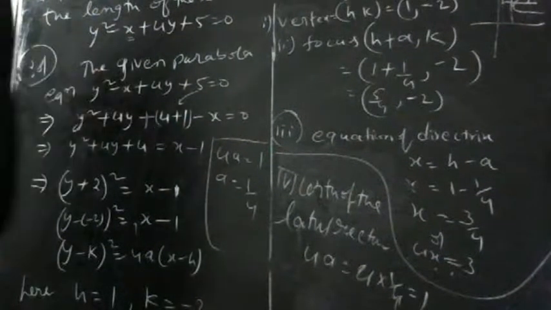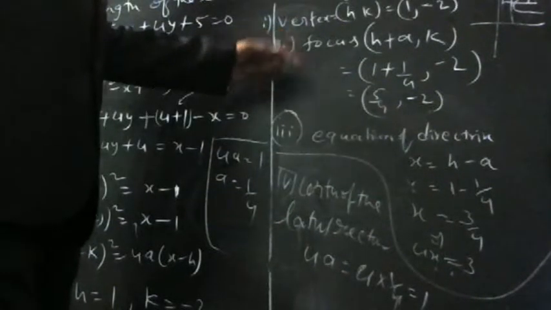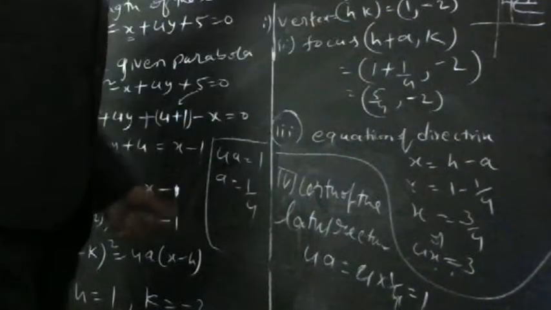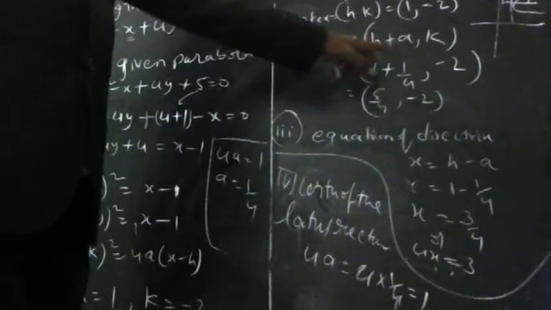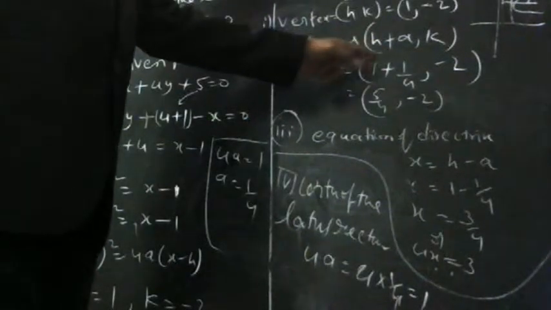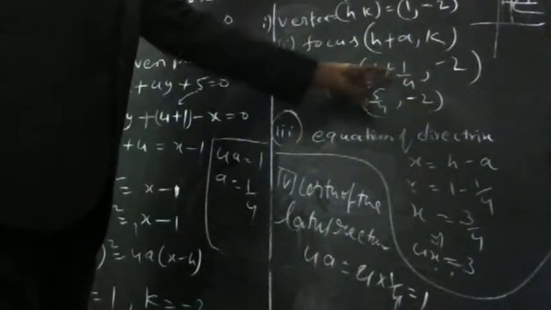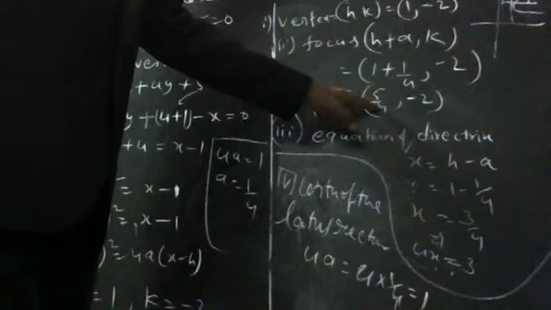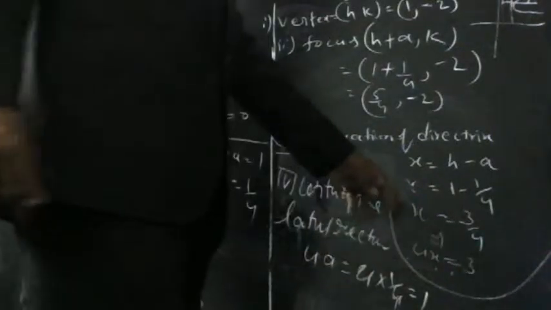From these values we can find the vertex, focus, and equation of the directrix. For a parabola parallel to the x-axis, the vertex is h comma k, which is 1 comma minus 2. The focus is h plus a comma k, so 1 plus 1 by 4 comma minus 2, which is 5 by 4 comma minus 2. The equation of the directrix is x equals h minus a, so 1 minus 1 by 4. Simplifying, x equals 3 by 4, or 4x equals 3.